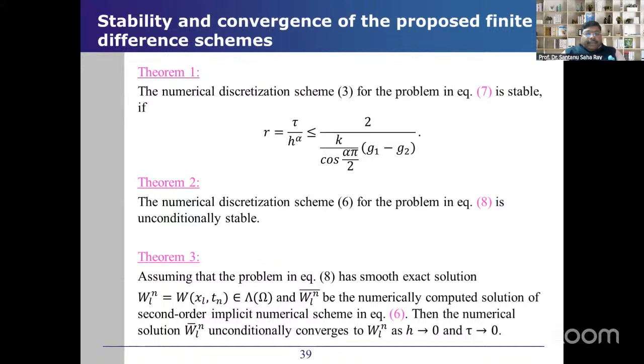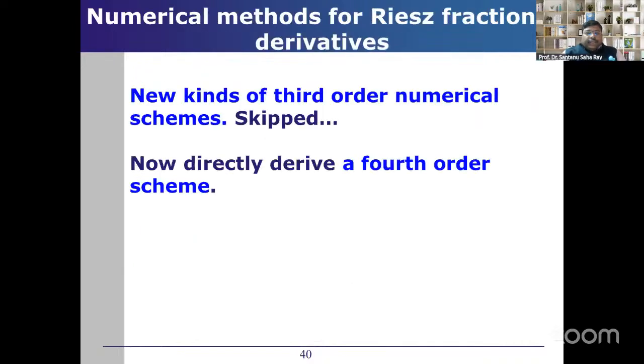It has been shown that the implicit finite difference scheme for solving the space fractional Fokker-Planck equation is unconditionally stable. And theorem 3 states that using the implicit finite difference scheme, the numerically computed solution converges to the exact solution, and it converges unconditionally. Now we skip the third order numerical scheme. Let us move on to the fourth order numerical scheme.